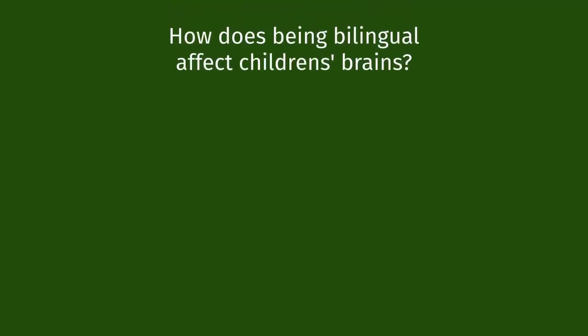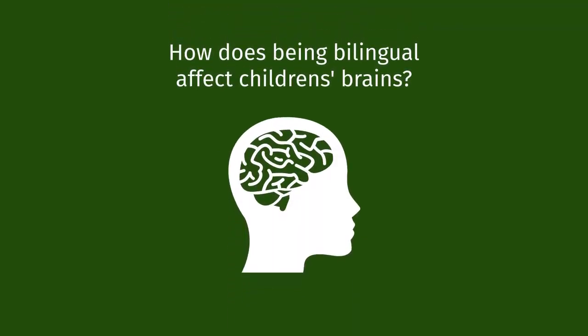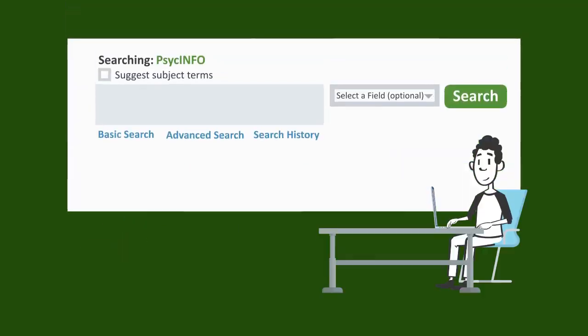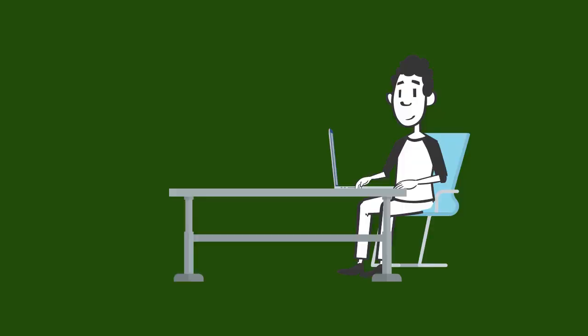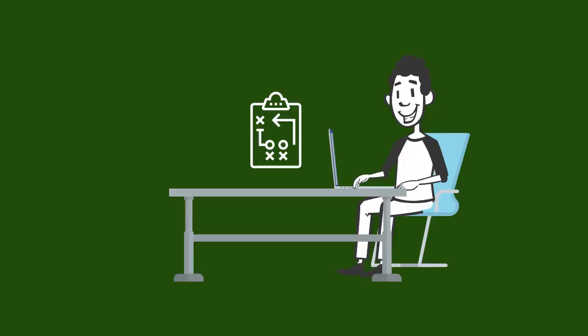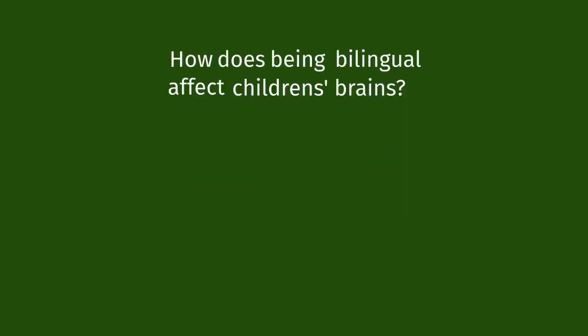Let's say you've decided to write a paper on this question: how does being bilingual affect children's brains? You can take the path of least resistance and copy and paste the question itself into a library database, but that will most likely give you poor results. Or you could take a few minutes and come up with a search strategy. Let's give it a try.